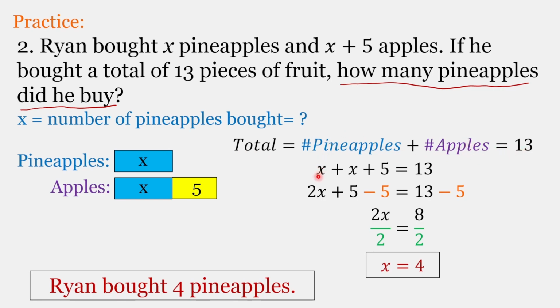So if pineapples is X and apples is X plus 5, we're going to sum those up. We get the equation 2X plus 5 equal to 13. Solving for X, we get X equal to 4. So Ryan bought 4 pineapples. So checking our answer, if Ryan bought 4 pineapples, that means he bought 9 apples. So the total number of fruit that he purchased was 4 plus 9, which is equal to 13. And that is the value given in the problem.